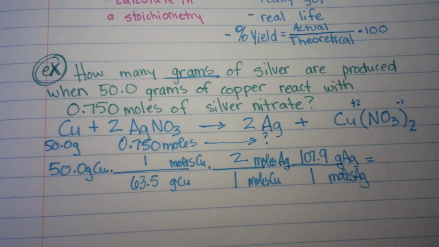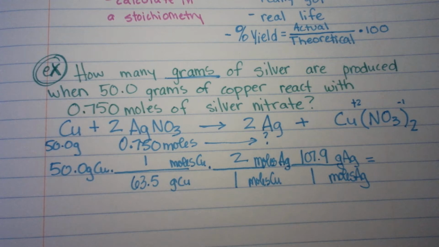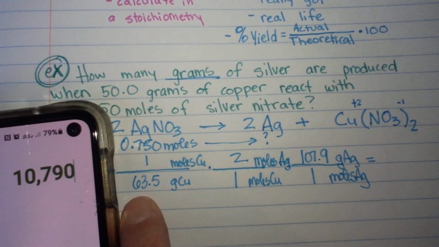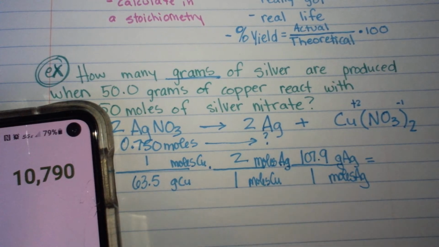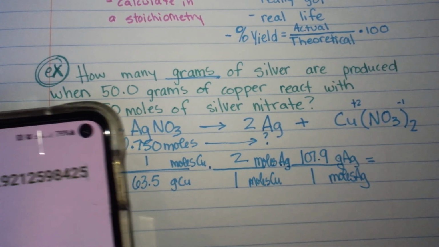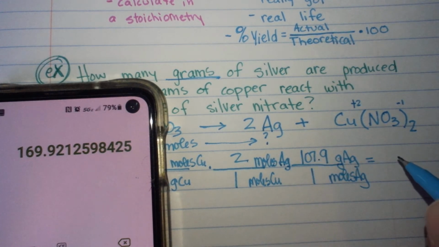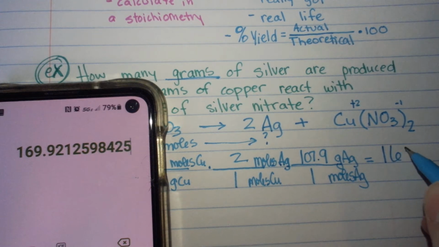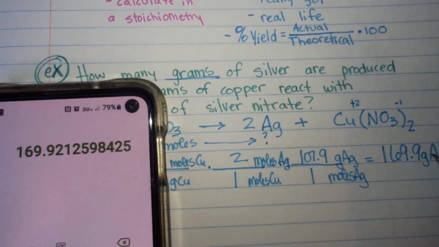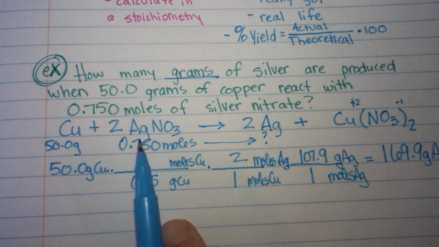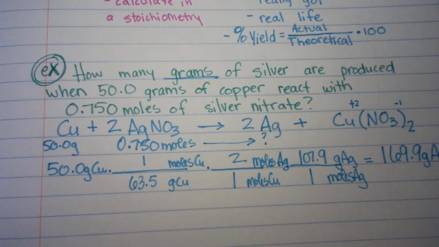So we got 50 times 2 times 107.9 equals 10,790. And then I'm going to divide by 63.5 because those are just ones. Okay, I get 169.9 in that scenario. Okay. Now I have to do this for the other reactant because it might be the limiting reactant.